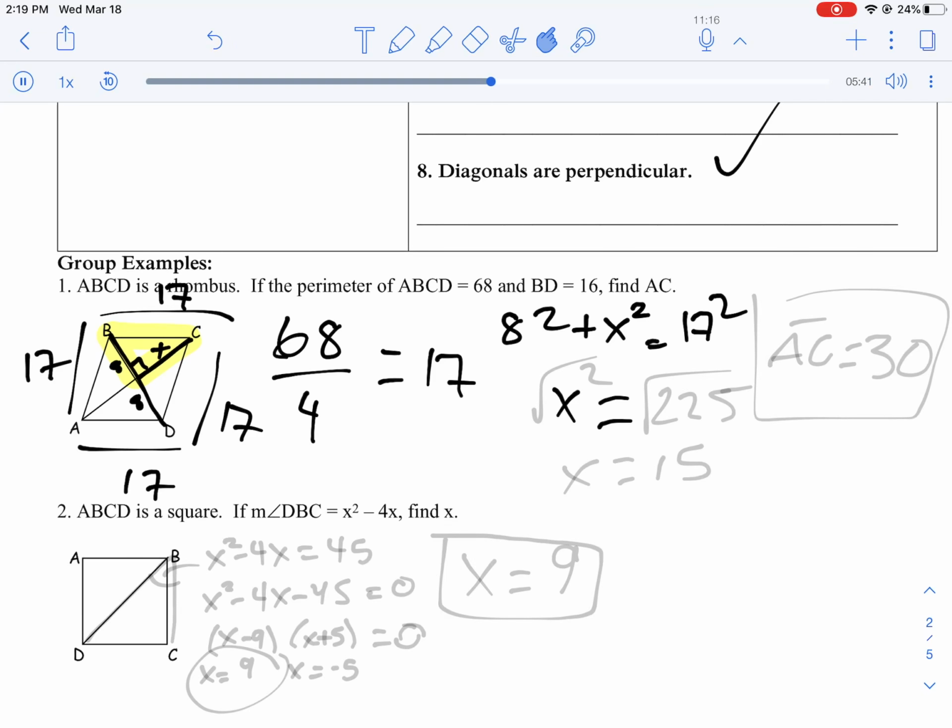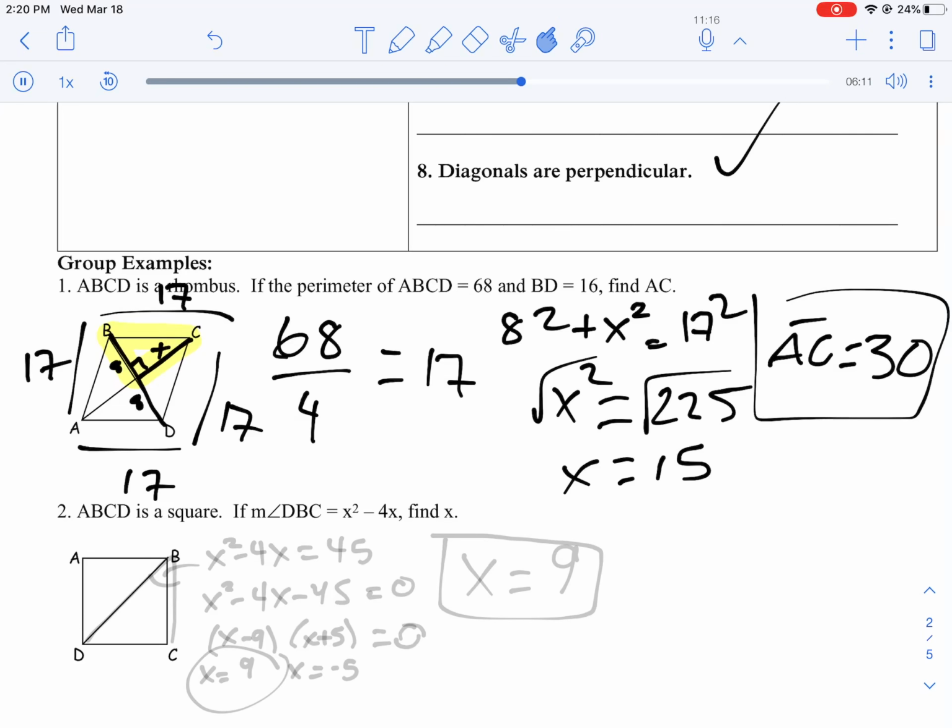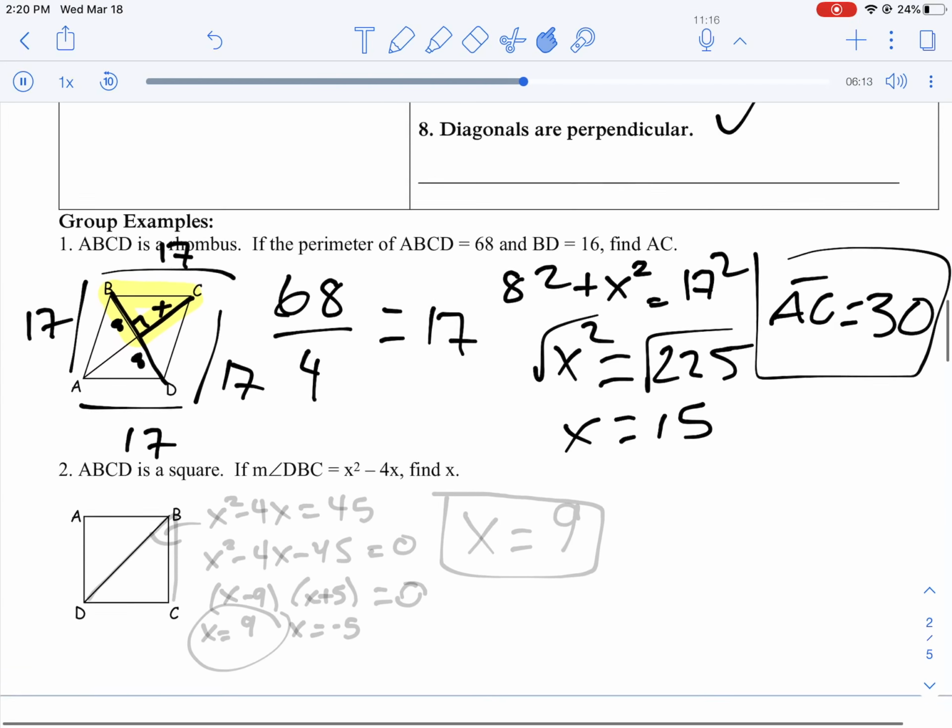When we solve this, we're going to get x squared equals 225, but then the square root of that would be 15. So x is 15. So if x is 15, that would make AC equal to 30, because we see that 15 is only half of it. AC would be the whole thing, and they want to know the whole diagonal. So that's how you would solve that one.